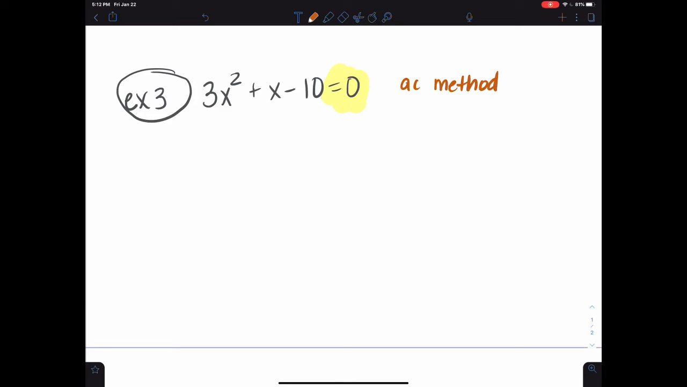All I need to do is multiply A with C in the top and put my B value in the bottom. Now I want to list all possible factors of 30. I'll worry about the negative sign later. I can think of 30 and 1, 15 and 2.